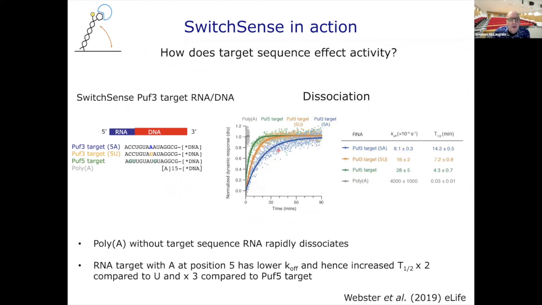And if we look at the dissociation, what they could see was that with poly A, the Puf3 just dissociated very, very quickly compared to, say, an off target, or if you had uracil in that sequence. It was much, much slower off if you had the correct sequence.